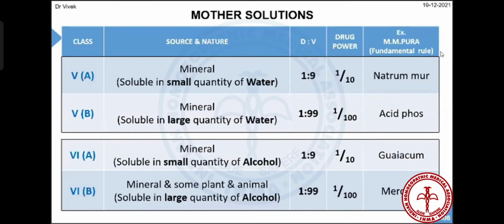Class 6 substances are soluble in alcohol. 6A, requiring smaller quantity of alcohol, is mentioned in guaiacum, and 6B, which requires larger quantity of alcohol, is mentioned under mercor.